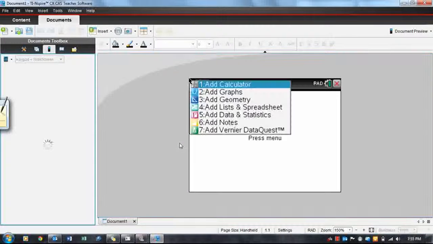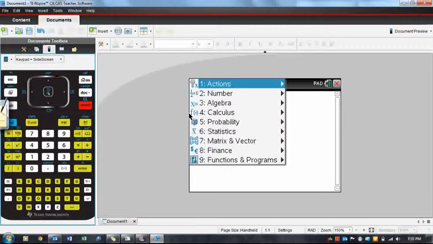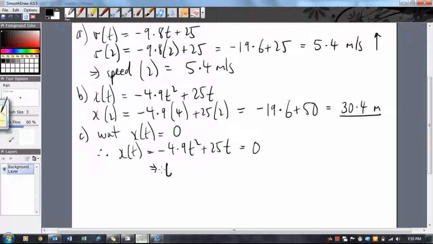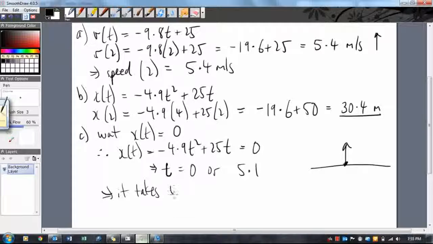Sorry about that little interlude. So on the calculator, we want to solve: negative 4.9t squared plus 25t, from memory, equal to 0, solving for t. And t is equal to 0, or t is equal to 5.1. Now, we've got two answers here, but the first answer, t equals 0, is when it started, when the ball was shot upwards at the start of the question. So that's not the one we want. Therefore, it takes 5.1 seconds to return to Earth.